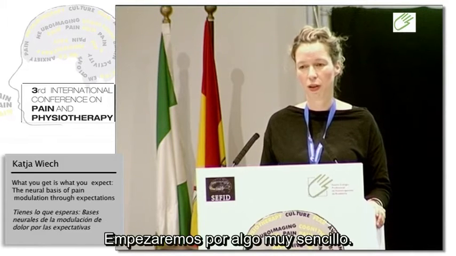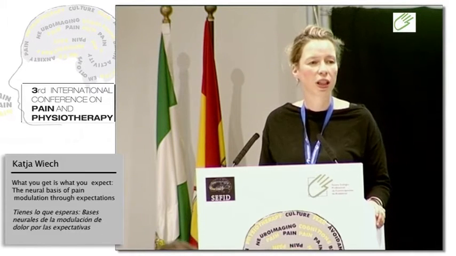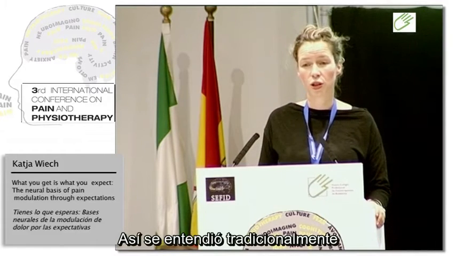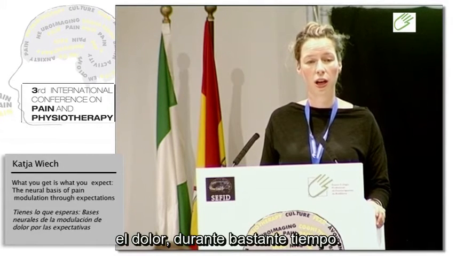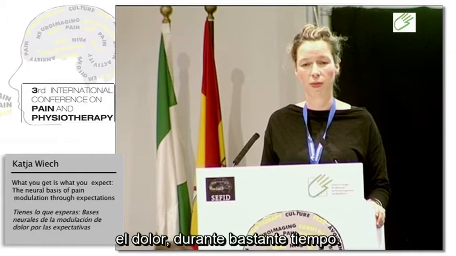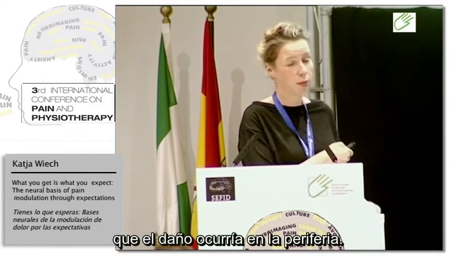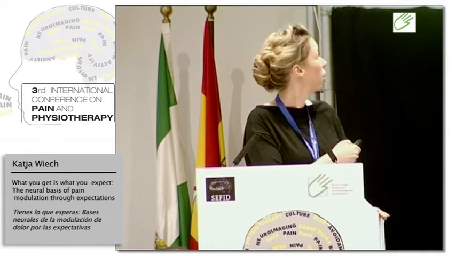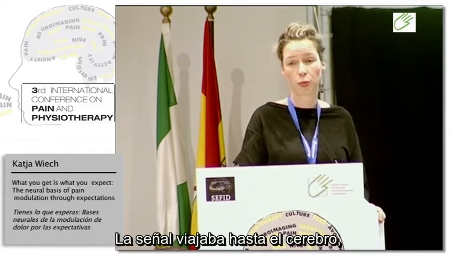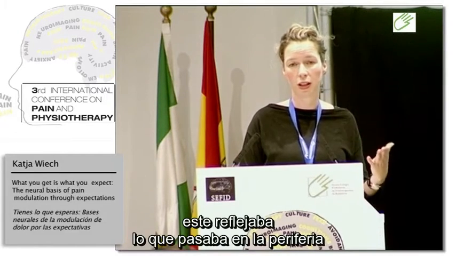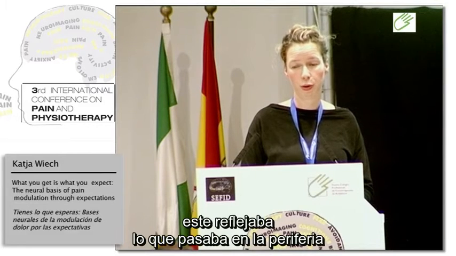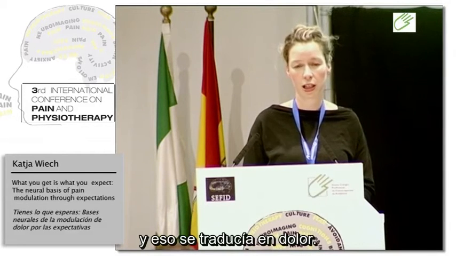And we will start with something very, very simple. That is basically the traditional understanding we had of pain for quite some time. And that is, as you can see here, that tissue damage happens in the periphery, and a signal travels up to the brain, and the brain basically reflects what was happening in the periphery, and that is somehow translated into pain.